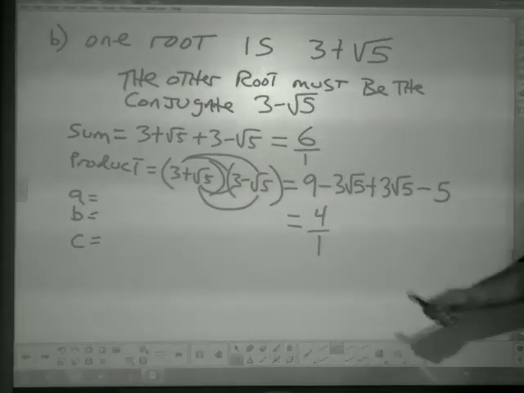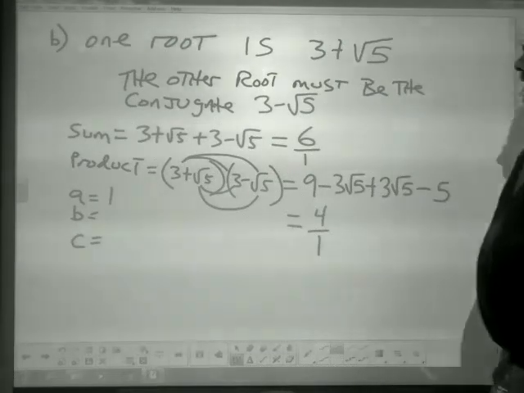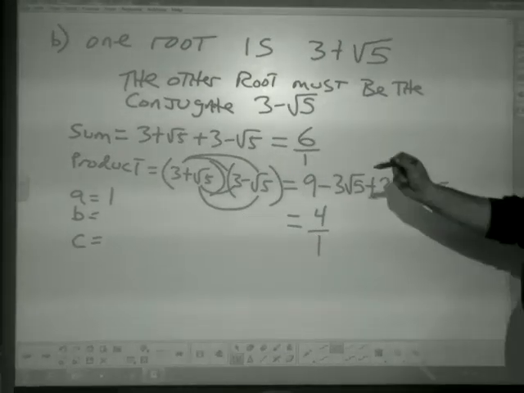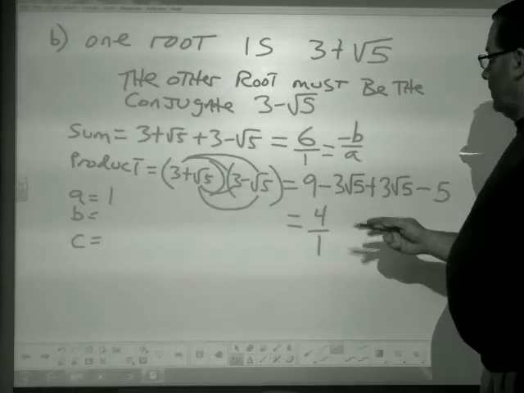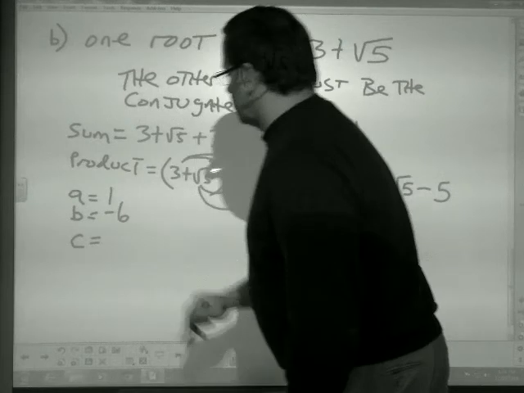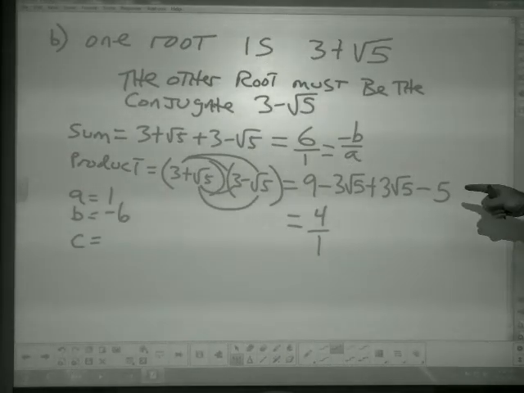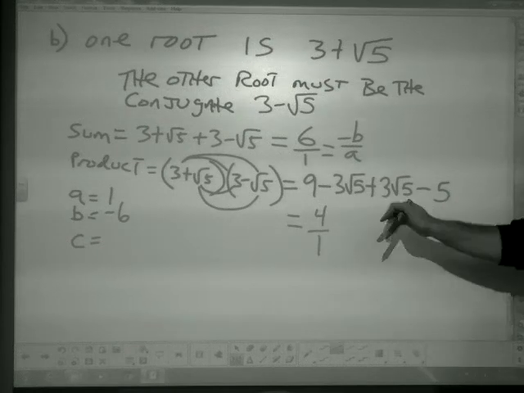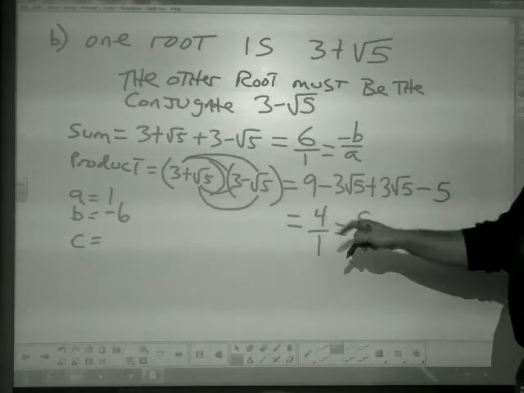So again, it looks like my a value is 1. My b value, well, sum is opposite b over a. Opposite b, so if that's 6, my b value is negative 6. My c value, my a value is 1. My c value, well, I know the product is c over a, so c has to be 4.